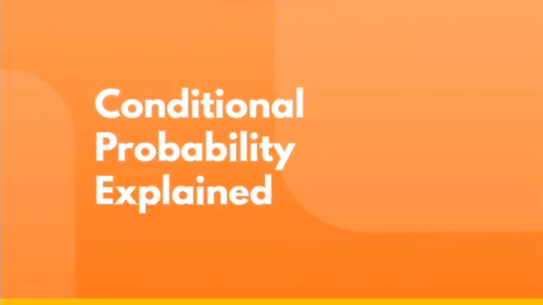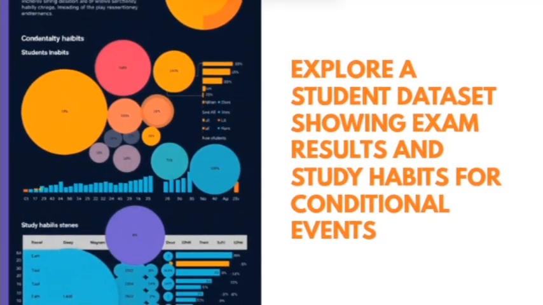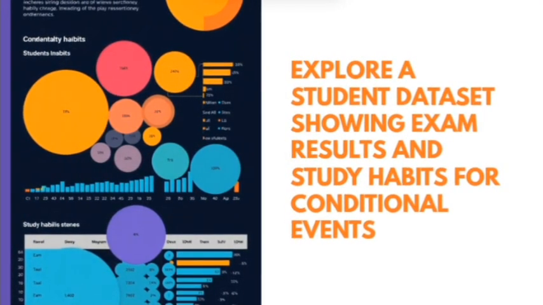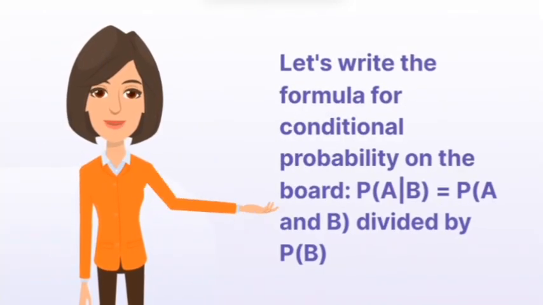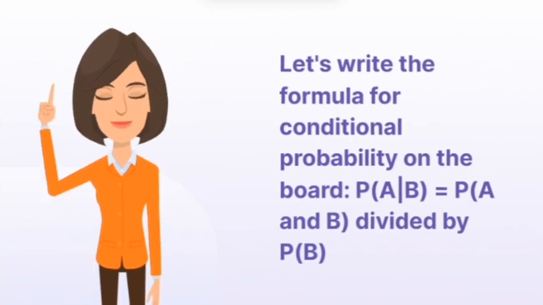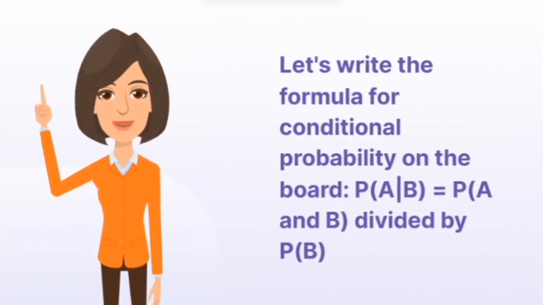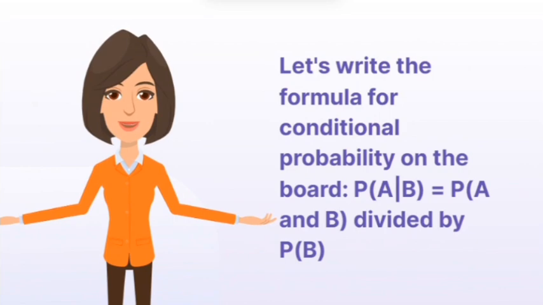Conditional probability explained. Explore a student dataset showing exam results and study habits for conditional events. Let's write the formula for conditional probability on the board. P of A given B equals P of A and B divided by P of B.